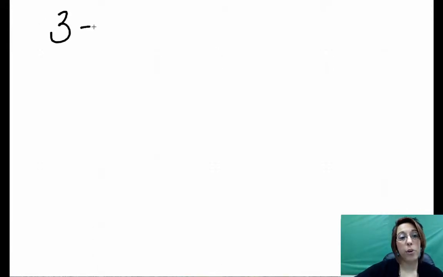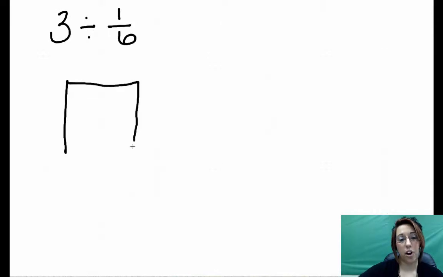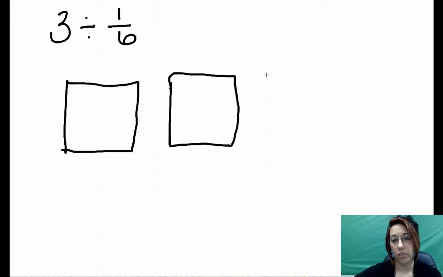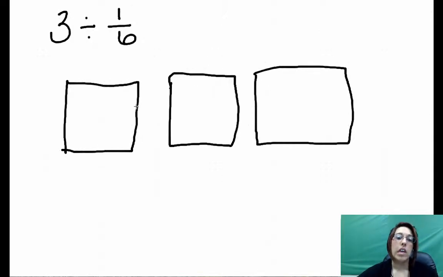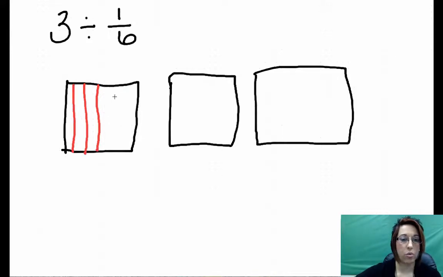So we have the number 3 and we want to divide it by 1/6. In order to do this, we need to first start by drawing 3 wholes. So there are 3 wholes. Each of those wholes needs to be divided into groups based on our denominator, so into sixths. I'm just going to switch color here. Half, and then each half needs to be in 3 parts, and that would give us 6.